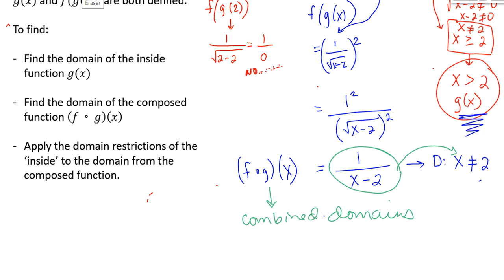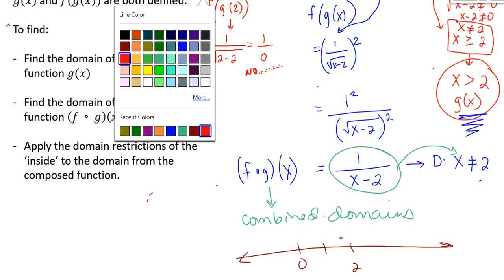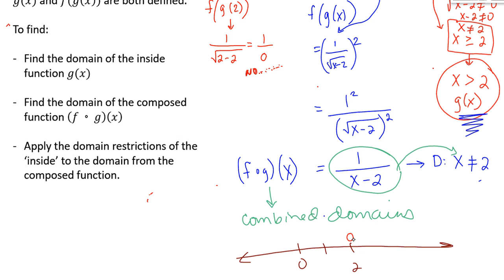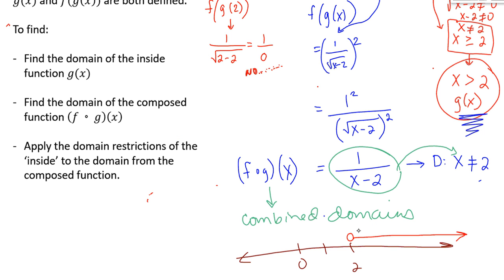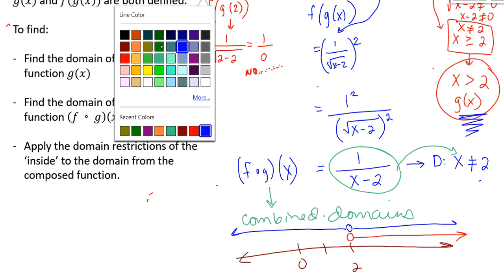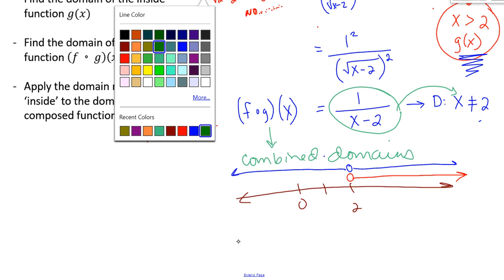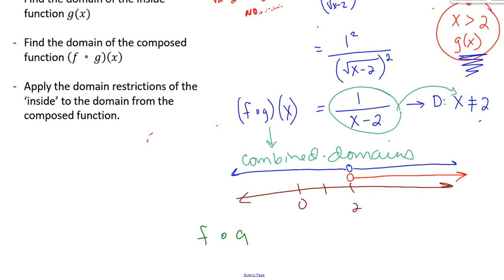So again, let's look at a number line. So we've got this red guy for g of x says that you can start at 2, but you can't include him, and you can go everything over here. This one down here says x cannot equal 2, which means, again, a hole, but this guy goes on in both directions, technically.